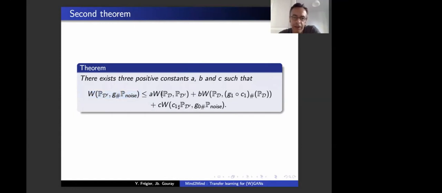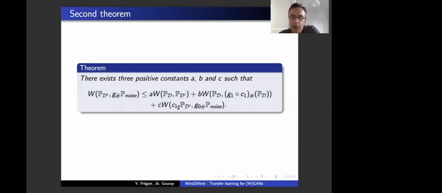So what does it say? It says that first, the two domains have to be close to each other. So the two data distributions have to be close, so this distance is small, but also that we have a good autoencoder on the original distribution. So that's our hypothesis here.